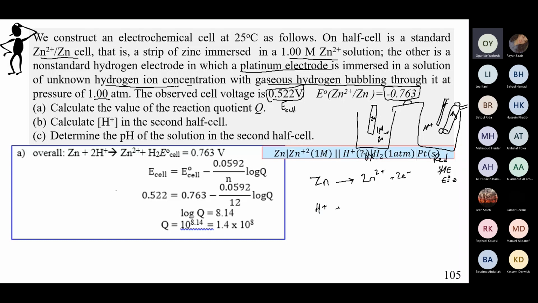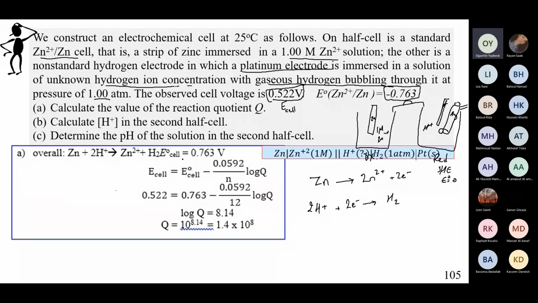H plus goes to hydrogen gas, and that H plus should be multiplied by 2, plus 2 electrons. That's the reduction half reaction as written in the reduction form in this case. The overall reaction, we add the 2, we get this one.